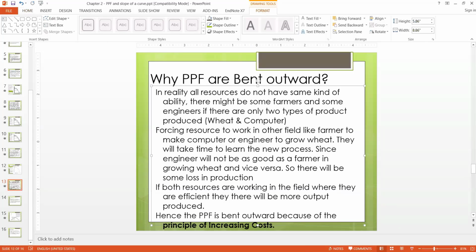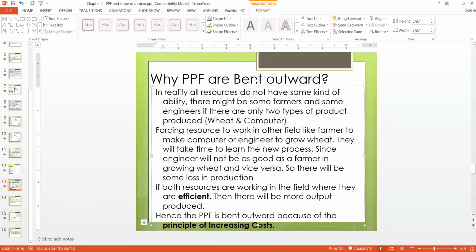So if you give them farmers, they will produce computers slowly but gradually, but that computer making will not be as fast as if you give them engineers. So if both are working in the field where they are efficient, this is very important, then there will be more output produced.